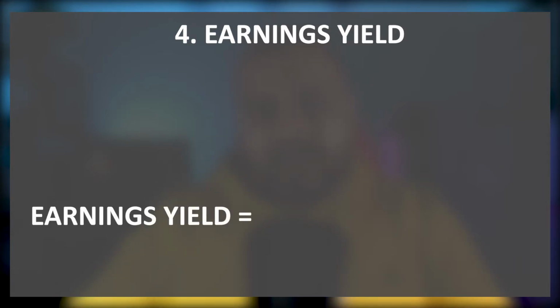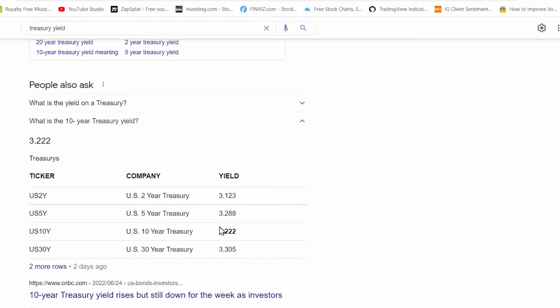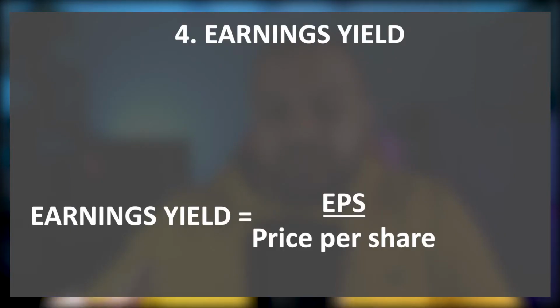Okay, number 4 is the earnings yield. It's basically the PE ratio in reverse. Instead of being price per share divided by the earnings per share, it is the earnings per share divided by the price per share. Now, some investors like using this because if the earnings yield is higher than the average US Treasury bond, so US government debt, and we can see what it is, that gives you a yield of 3.22%. And if you're getting an earnings yield higher than that, normally it's a good investment.